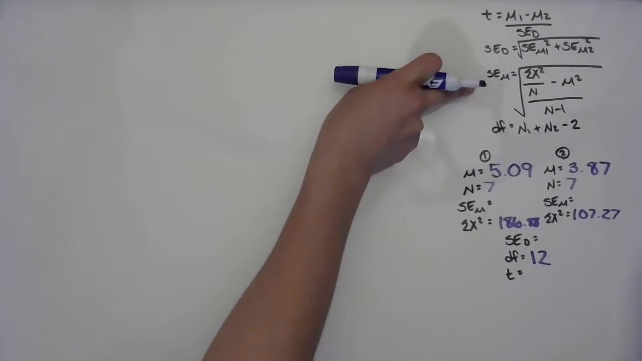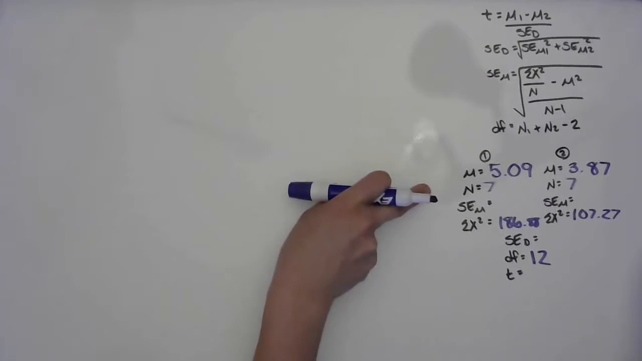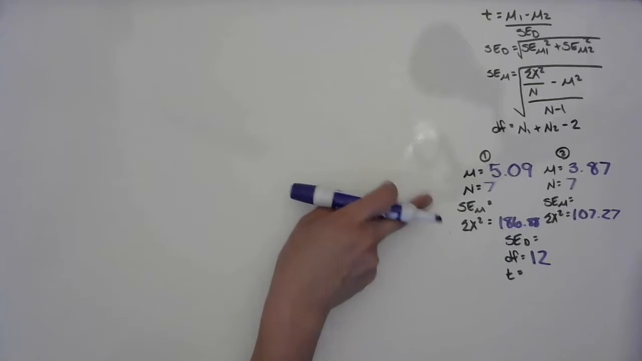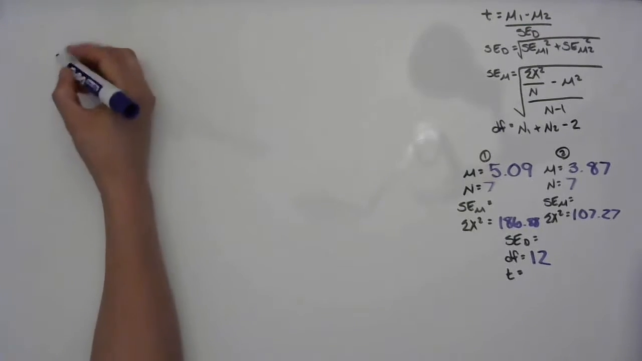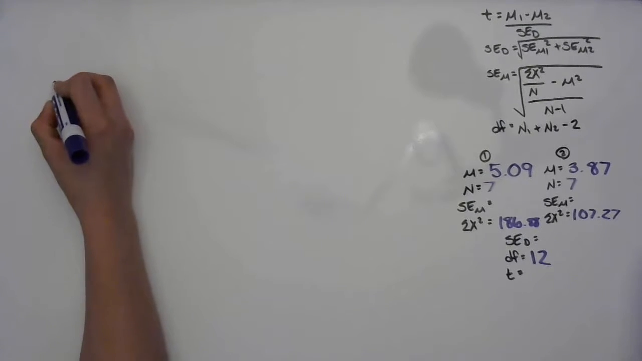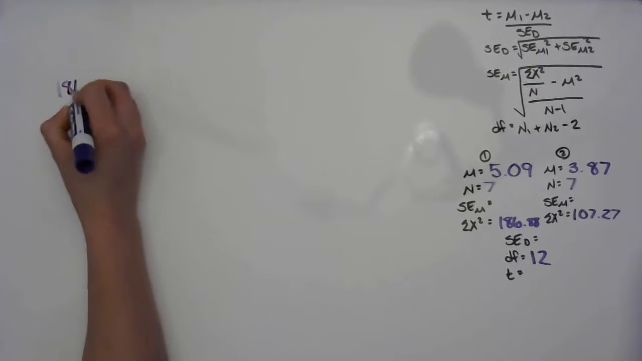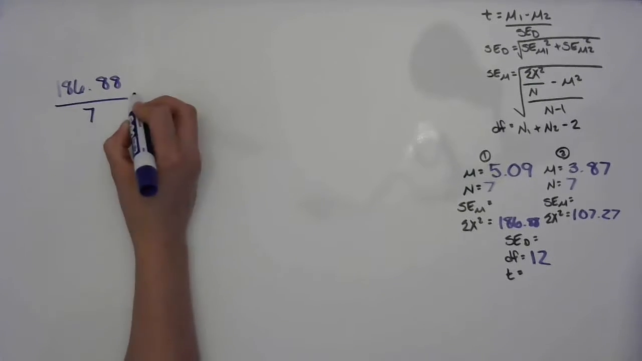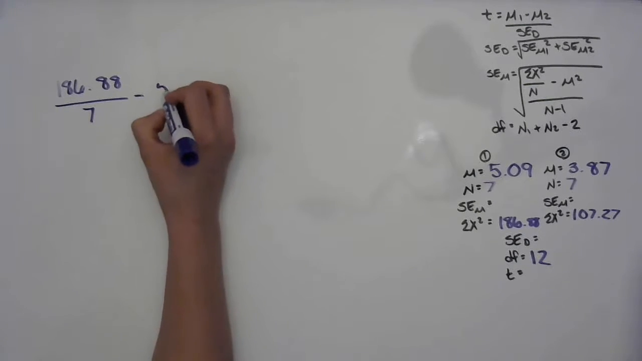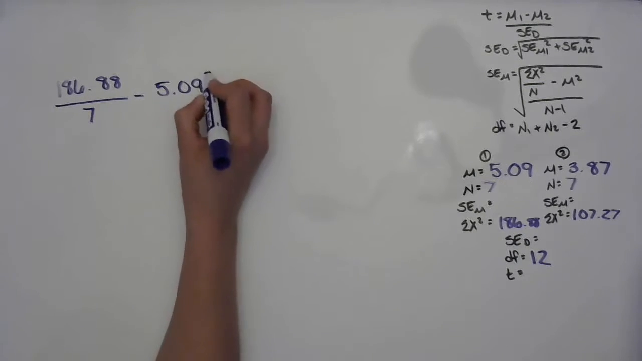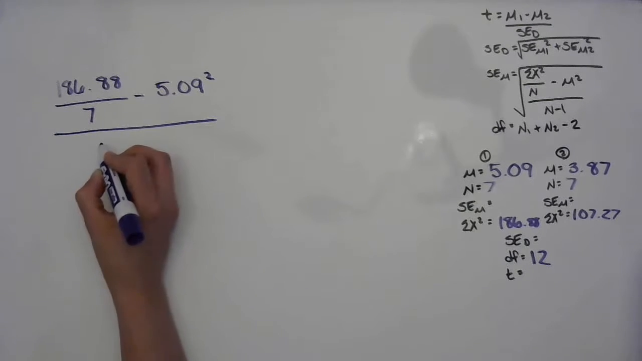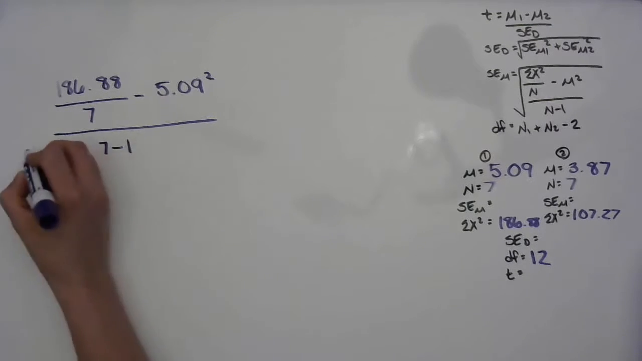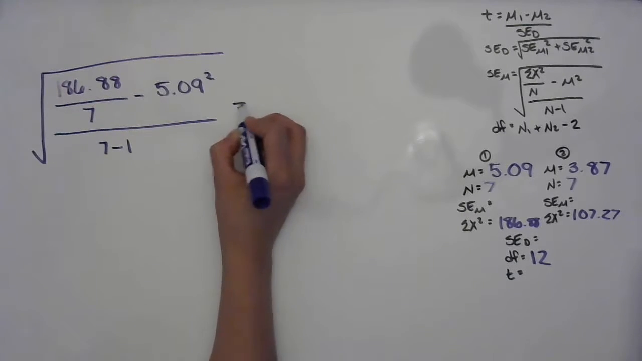Next, let's find our standard error of the mean. We have our formula for standard error of the mean here, so we're just going to plug these values in. We have to do that twice because we have two different groups. Let's start with Group 1. For Group 1, we have our sum of squares value of 186.88, divided by our N value of 7, minus our mean for Group 1 of 5.09, squared, over N value of 7 minus 1. And then all of that is square rooted.